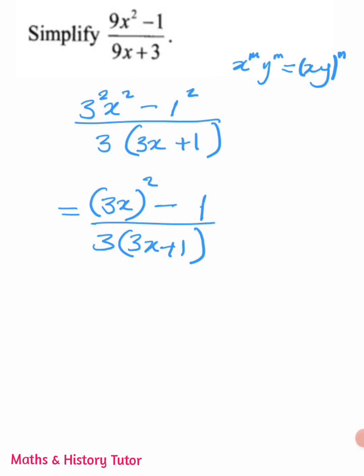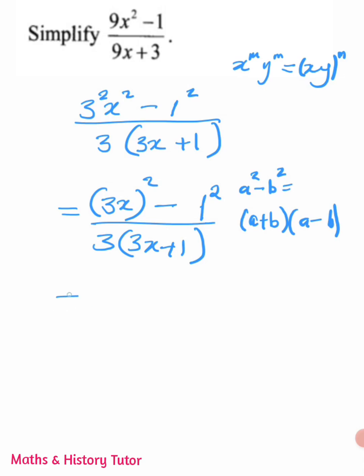So using the difference of two squares, which says if you have a squared minus b squared, you are going to get a plus b, a minus b, like that. Using this theory here, the difference of two squares, you're going to clearly see that what we have here is 3x squared, which is just the same as a squared, and 1 squared, which is the same as b squared.